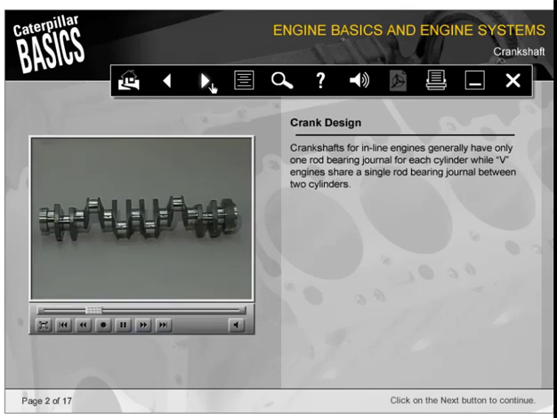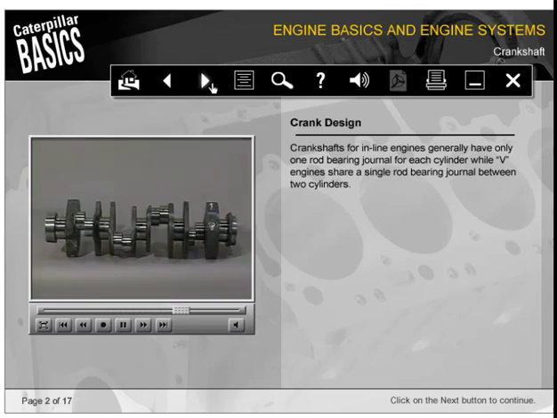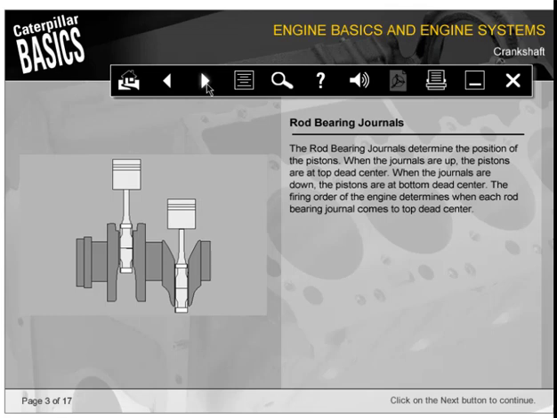Crankshafts for inline engines generally have only one rod bearing journal for each cylinder, while V engines share a single rod bearing journal between two cylinders. The rod bearing journals determine the position of the pistons. When the journals are up, the pistons are at top dead center. When the journals are down, the pistons are at bottom dead center. The firing order of the engine determines when each rod bearing journal comes to top dead center.